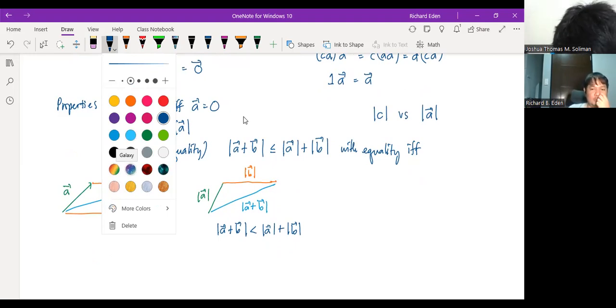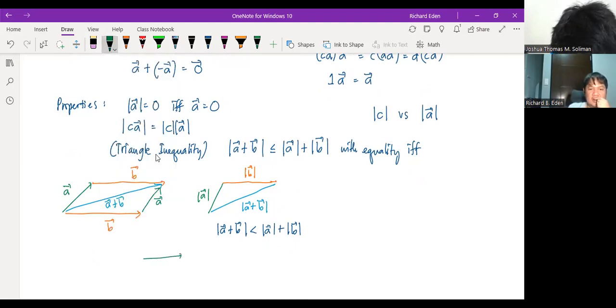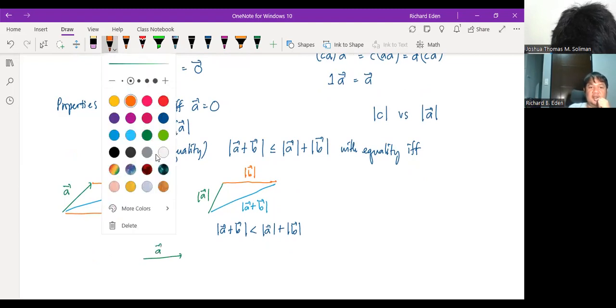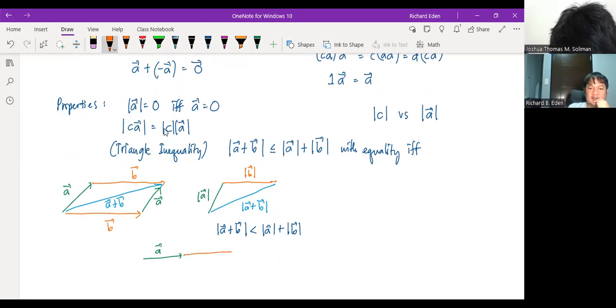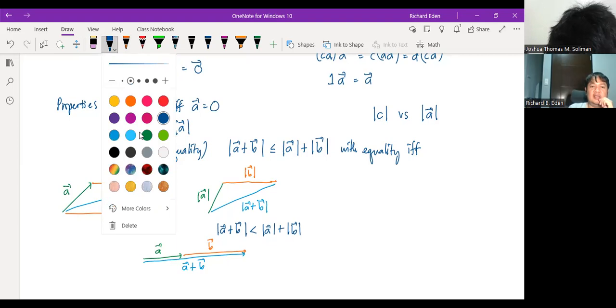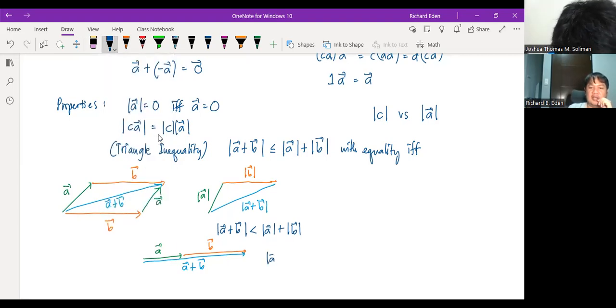Now, if they were going in the same direction, okay, so this is vector A, and then vector B is this. And then if you draw vector A plus B, it would be this. And so in this case, because A and B are going in the same direction, then we see that yes, indeed, the length of the sum is equal to the sum of the lengths.